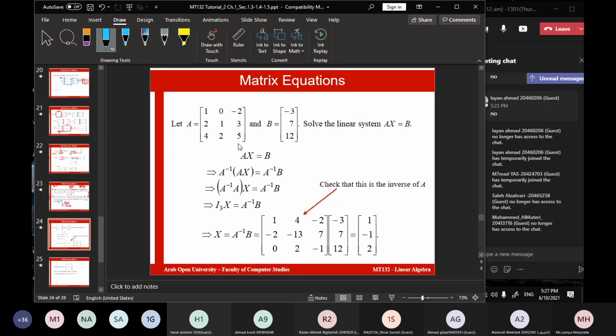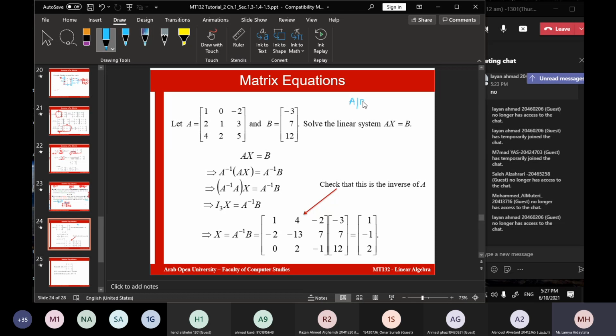Okay. Now this is a matrix A and this is the matrix B, and then he said solve the linear system AX equals B. This is the A and this is the B. If I want to solve using our previous method, what do we do? We take the A and here the B, find the augmented matrix and then solve, correct? As we did before in the previous chapter. Now we want to solve in another way.